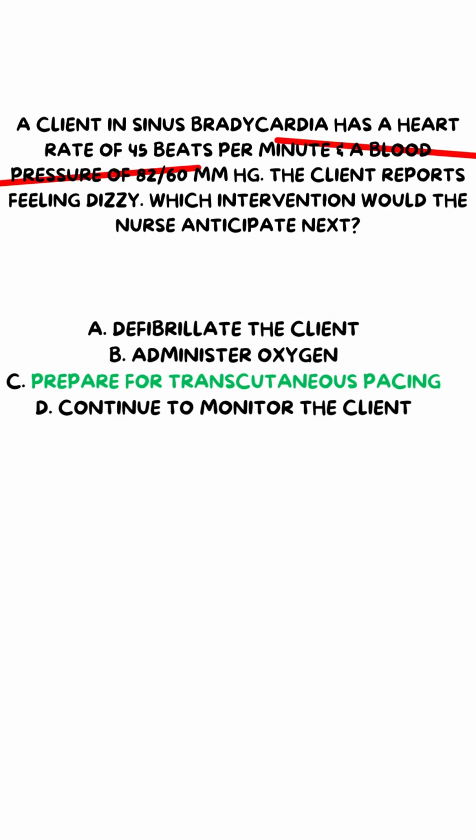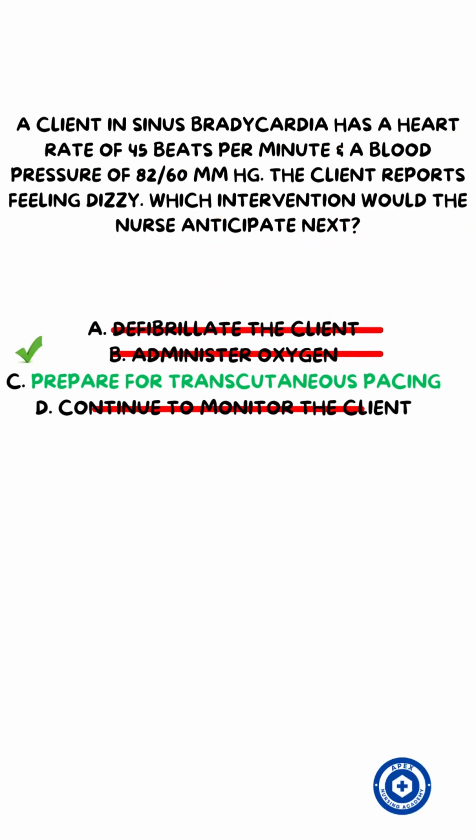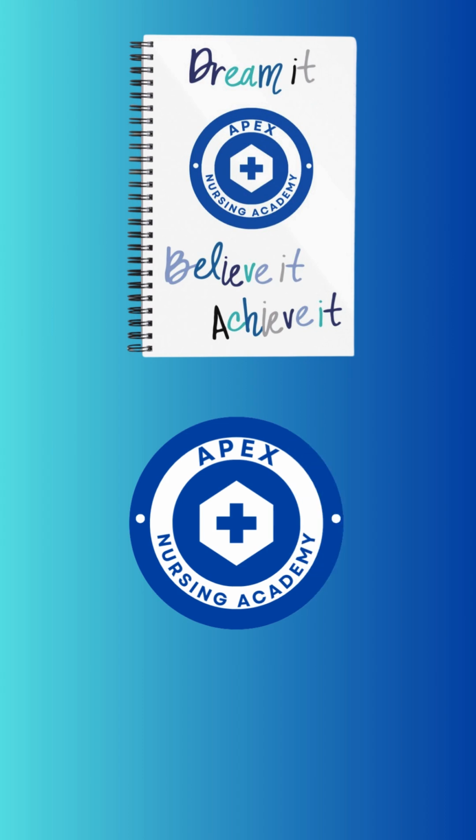So after we've gone through our answers, it's pretty clear we've eliminated all but one. Prepare for transcutaneous pacing. That is the valid intervention that we are going to do next, and that is the correct answer. So thank you guys for going through that question with me. Thank you for your thoughts and your comments. I'll continue to post questions and break them down.